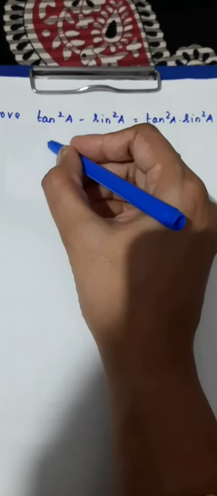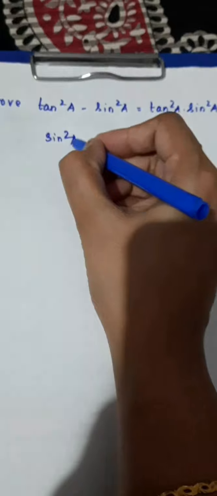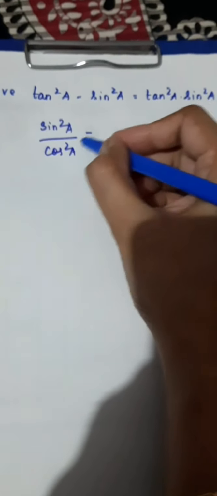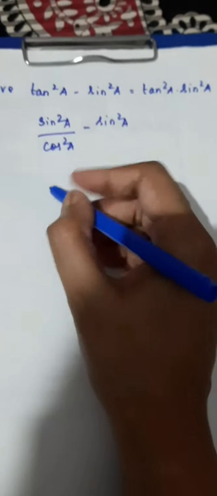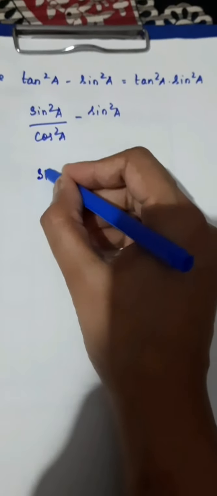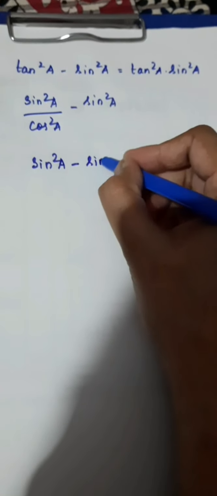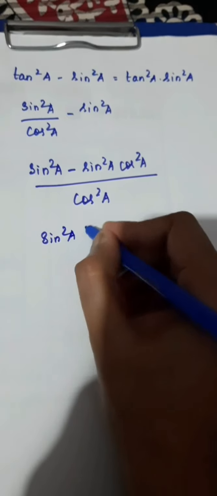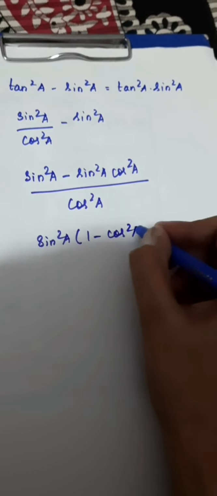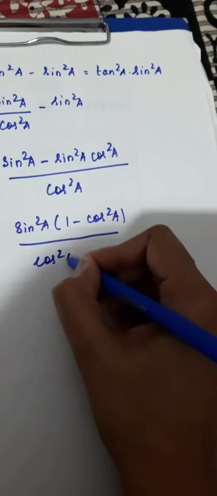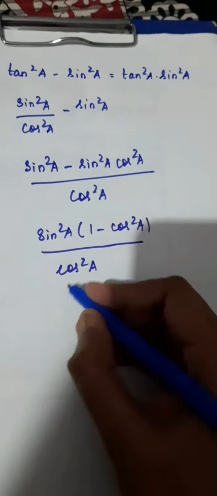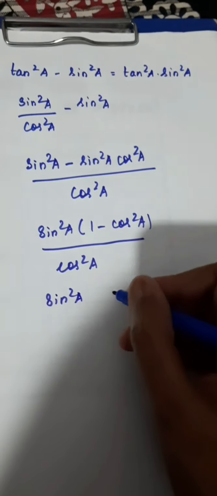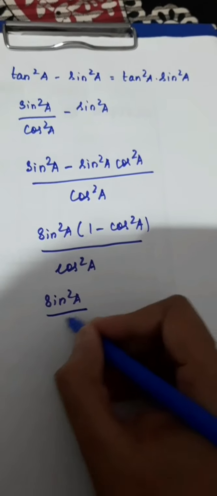Next, question 12. Prove tan square A minus sin square A equals tan square A into sin square A. So tan square can be written as sin square A by cos square A, minus sin square A. By taking LCM, it becomes sin square A minus sin square A into cos square A, divided by cos square A. Sin square A is common in both, so 1 minus cos square A divided by cos square A. Here 1 minus cos square A is sin square A. So sin square A into sin square A divided by cos square A.